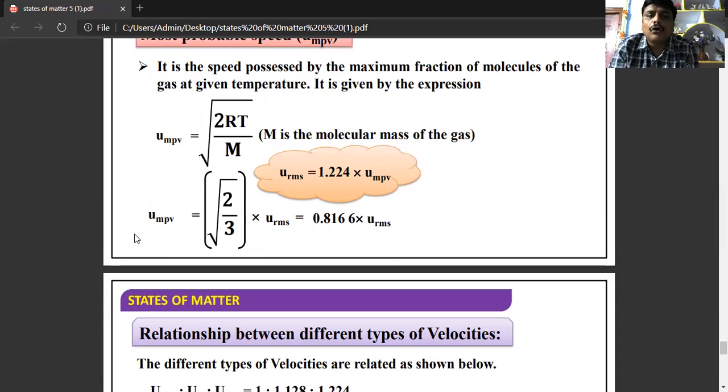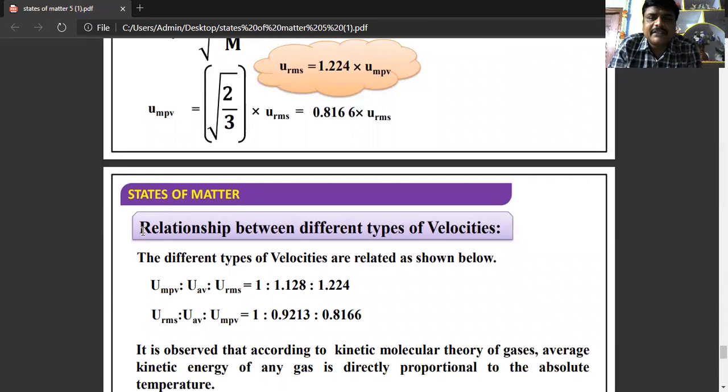If we know the RMS velocity, we can directly find out the most probable velocity, which is equal to 0.8166 into RMS velocity. But this formula can be used only when we know the RMS velocity.